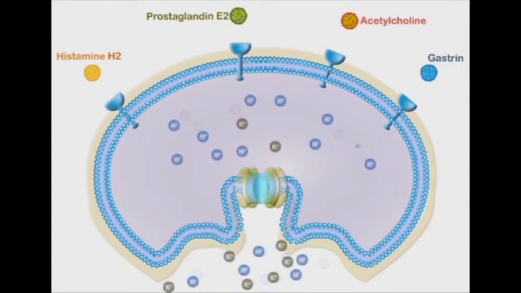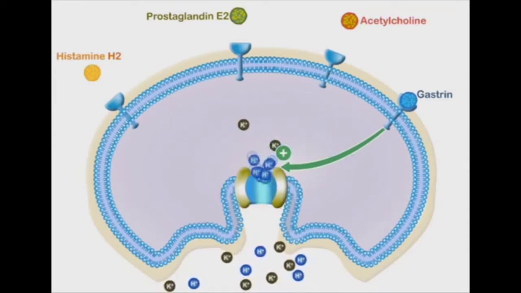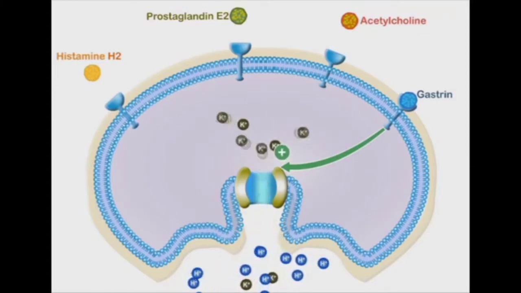Different groups have been developed to diminish gastric acid secretions. Binding of gastrin molecules to their receptors initiates cascades of reactions that result in the activation of proton pumps. Thus, gastrin increases gastric acid secretion.